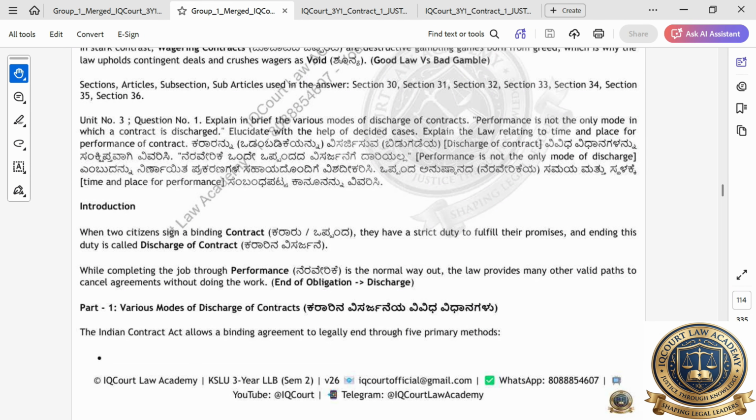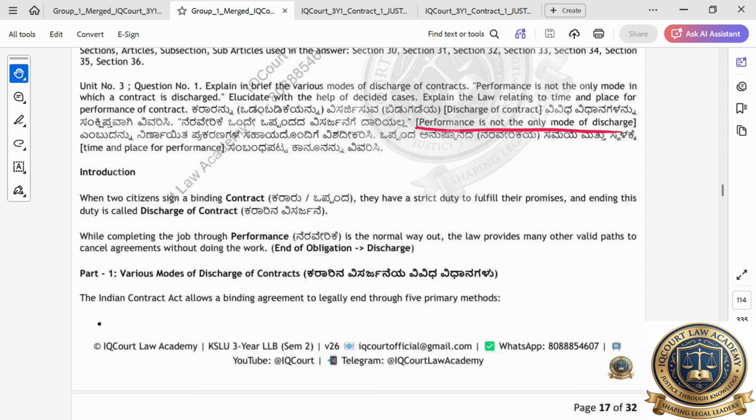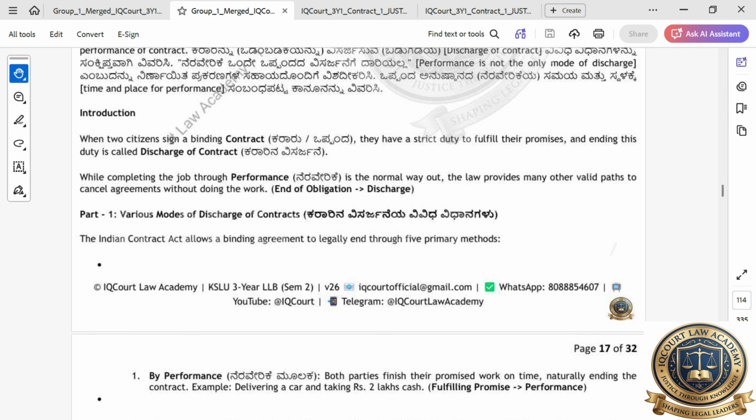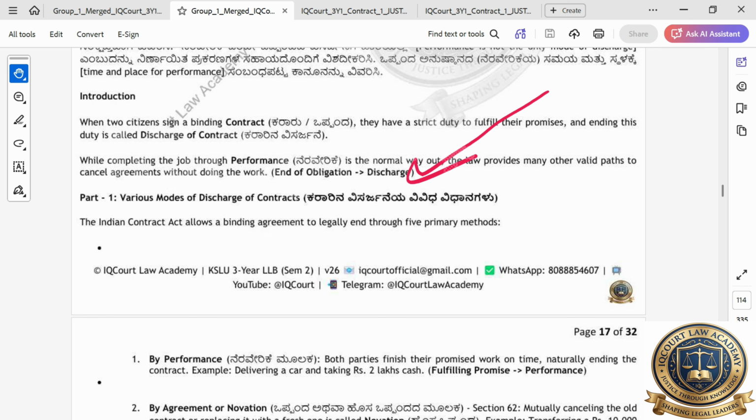Okay, third unit. First, as per IQCourt Law Academy, this question is a top question we give to our students. Performance is not the only mode in which a contract is discharged. Explain the law, time and place. The same question is covered here also. We have not left out anything because that is very important. This is a top question as per the IQCourt Law Academy study materials we give to our students.